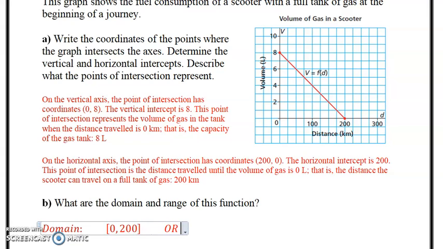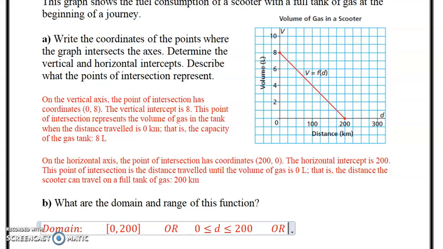Or we can write it showing from least to greatest. So we say 0 is less than or equal to D, we'll use D for distance, which is less than or equal to 100. So this means that it's in between that interval.